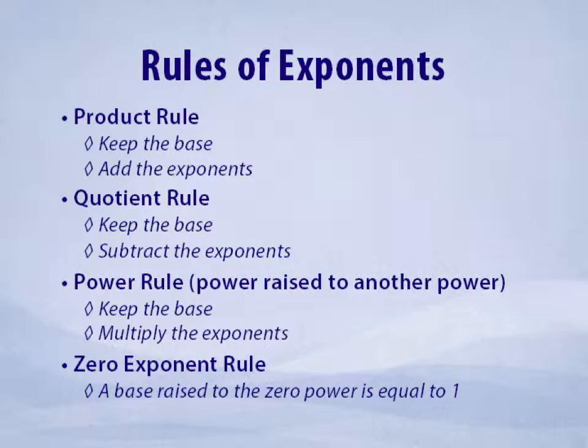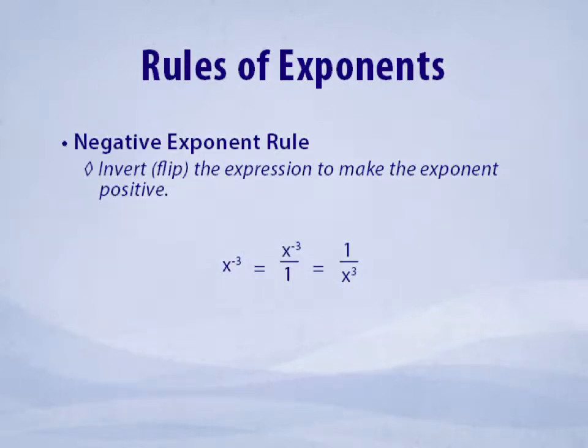Our power rule is when a power is raised to another power. We will keep the base and multiply the exponents. The zero exponent rule: a base raised to the zero power is equal to 1. And then we have the negative exponent rule. With this rule, we will invert or flip the expression to make the exponent positive.